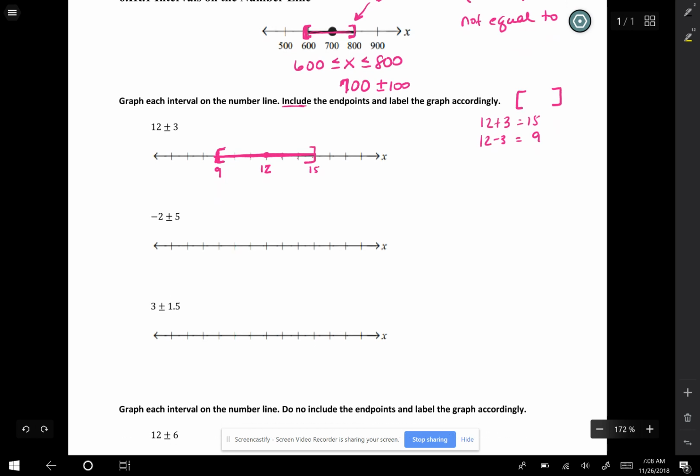The next one, negative 2 plus or minus 5. So we do negative 2 plus 5 and negative 2 minus 5. Negative 2 plus 5 would be 3. Negative 2 minus 5 would be negative 7. So we start in the middle of our graph at negative 2. And we're going to go from negative 7 to 3, everything in the middle shaded.